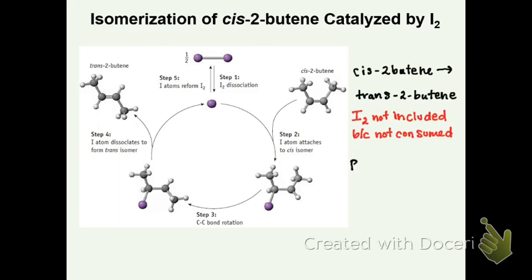So it turns out that based on experiment, the rate law for the reaction is the rate constant times the concentration of the cis-2-butene times the concentration of molecular iodine to the 1/2. So the order in molecular iodine is 1/2. And the iodine is included in the rate law in this case because it has an effect on the reaction rate.